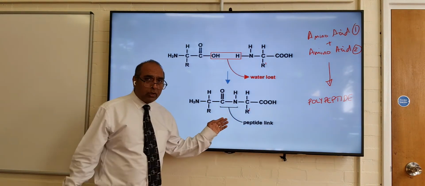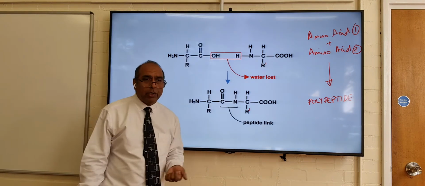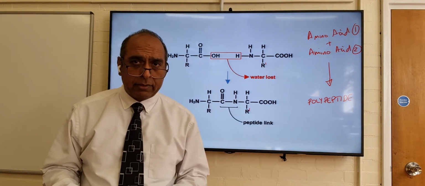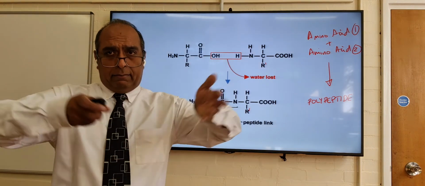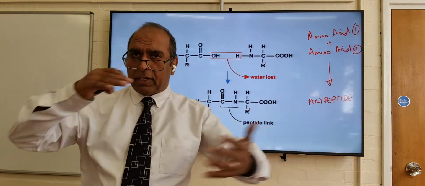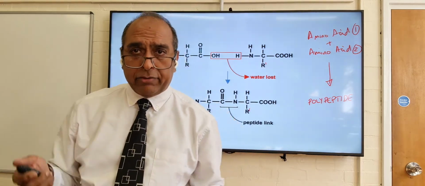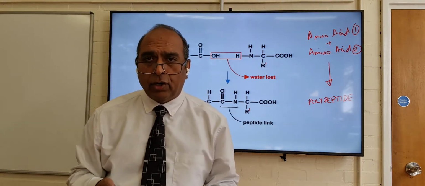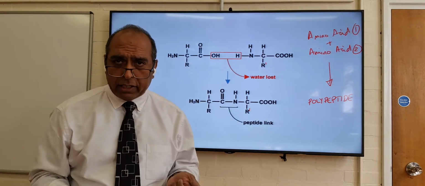Those long chains we call polypeptides. Because of the peptide link, we call them polypeptides. And having got polypeptides, when they grow, they fold over and hydrogen bonding takes place, etc. And then that final thing we call a protein. But it all starts with polymerization reactions.